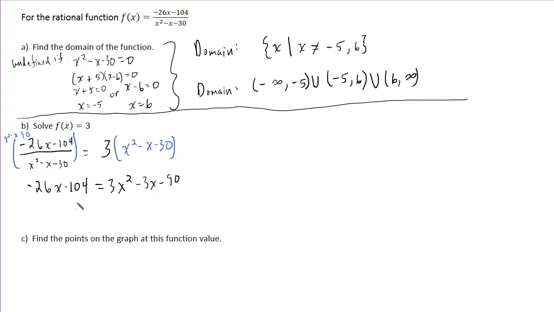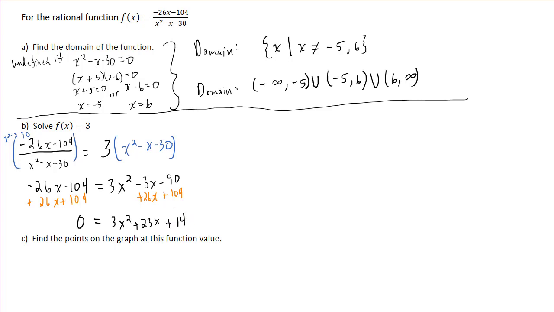Putting this in a nicer form, let's get one side equal to 0. I will add 26x on the left and on the right, and I will add 104 on the left and on the right. So now I have 0 is equal to 3x squared plus 23x plus 14.